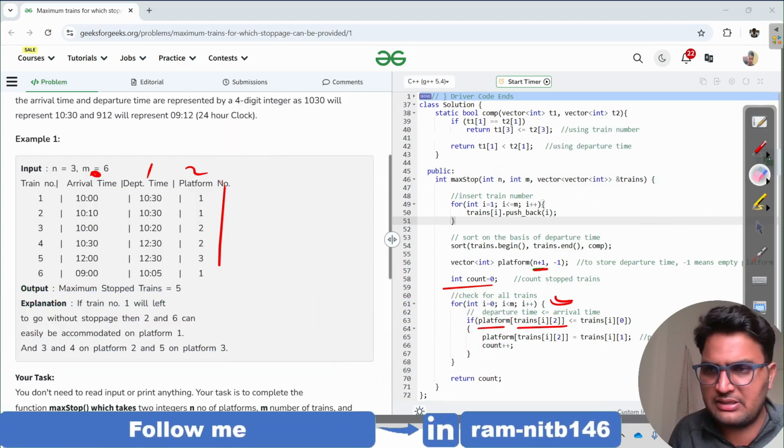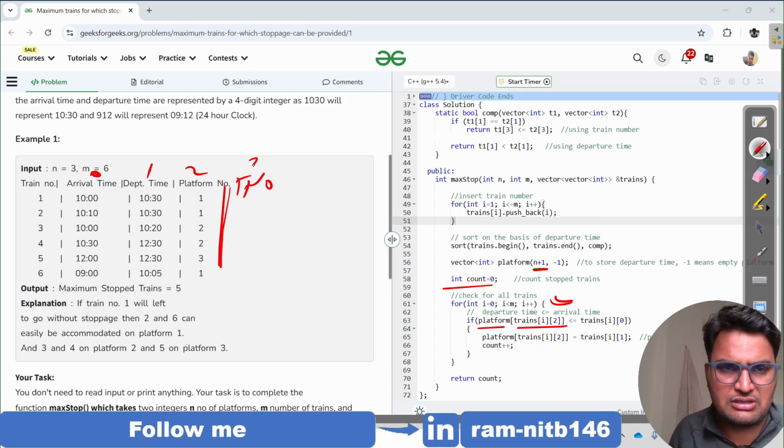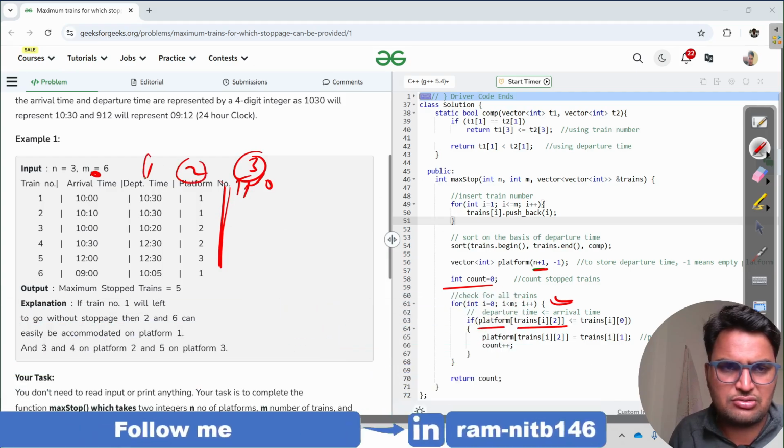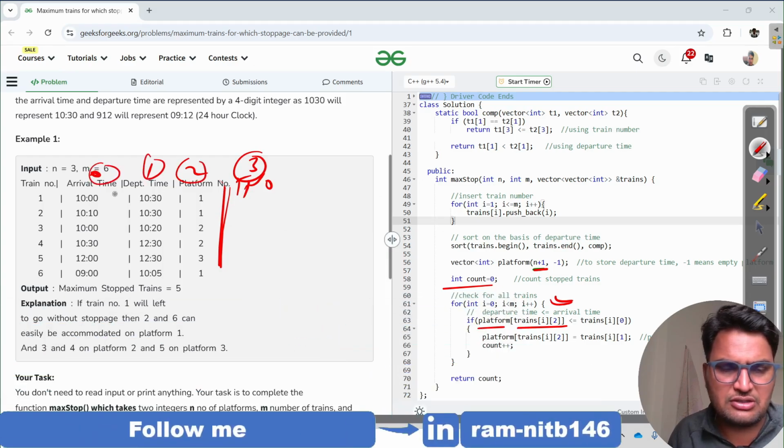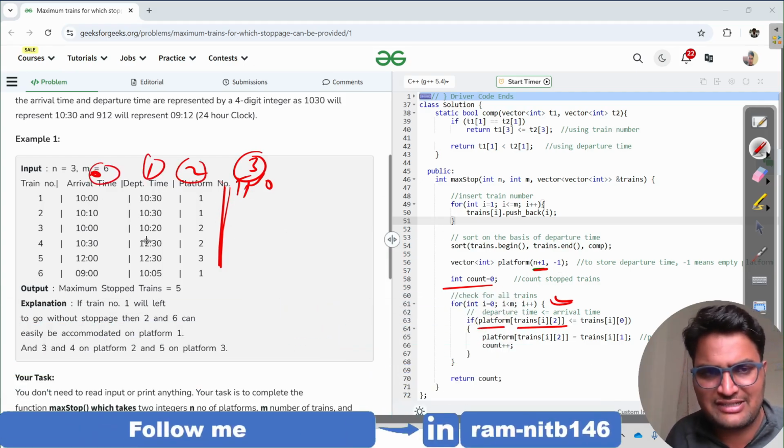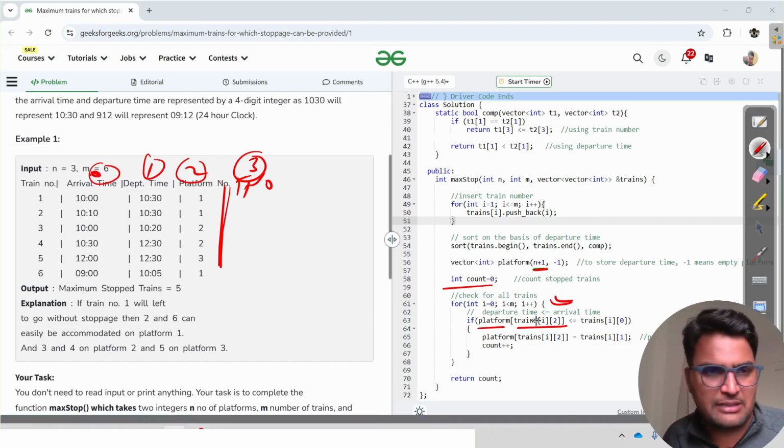So let me write here. Here we have the train number, correct? So this is the third index, right? This is 2, this is 1, and this is 0. So this is the train data. Now the second index will be the departure time, right? Sorry, the platform. So here we will get the platform, and in the platform array we will check.